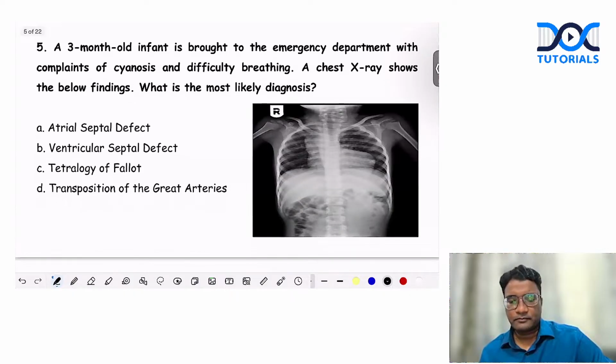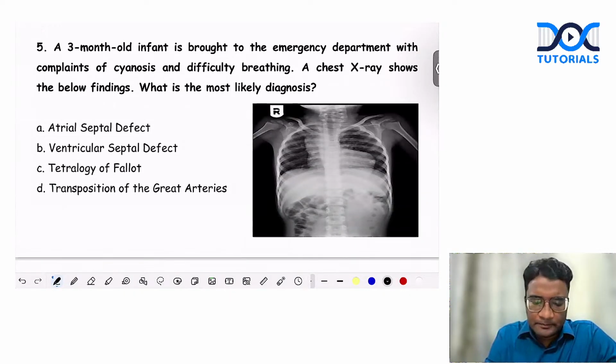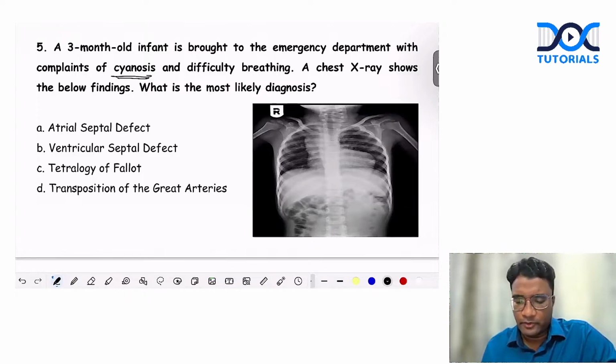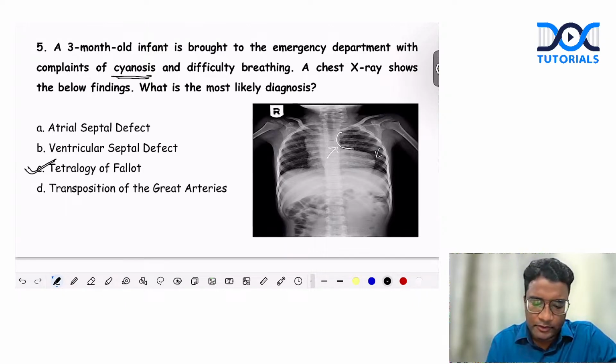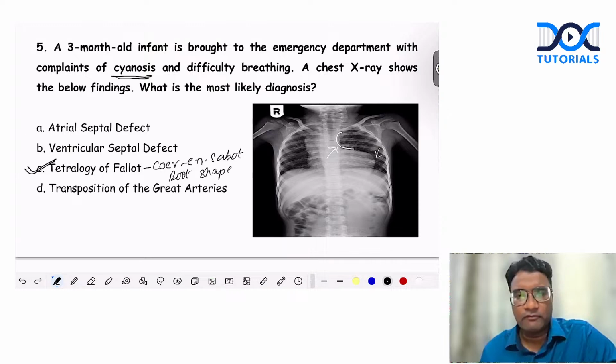Fifth one. Now, this was a simple question. There was a child with cyanosis, and they gave you a radiograph showing the classic boot-shaped heart. You can see a concave pulmonary area, right? A concave pulmonary area, upward cardiac apex. This is boot-shaped heart or Coeur en sabot. This is a feature of tetralogy of Fallot. So the Coeur en sabot or boot-shaped heart, this is tetralogy of Fallot.